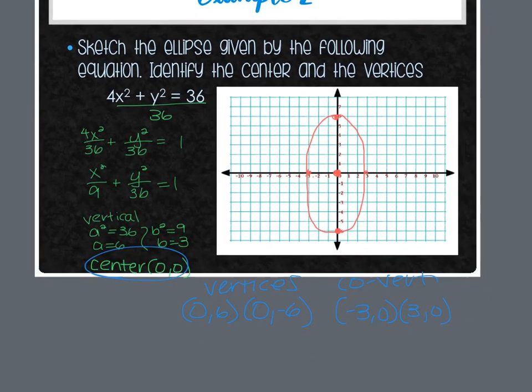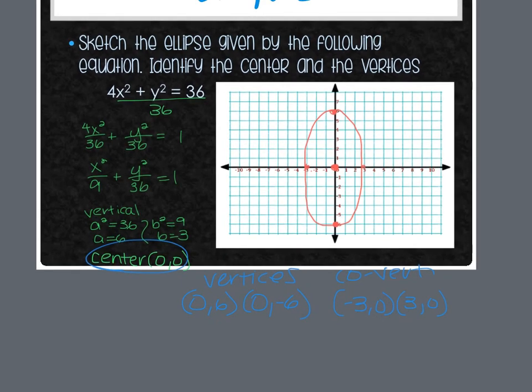And then if it asks for the foci, I'd have to do c squared equals a squared minus b squared and go up and down that value.